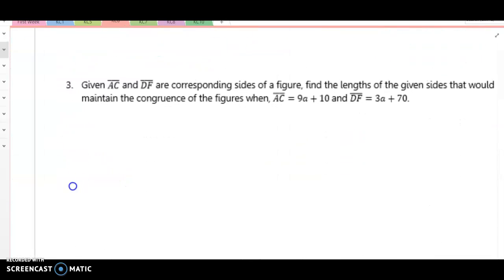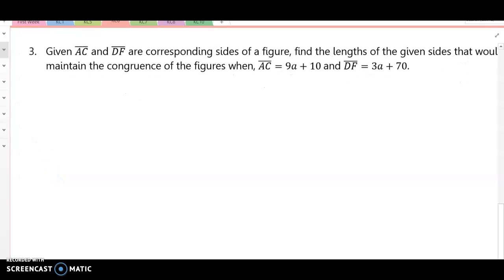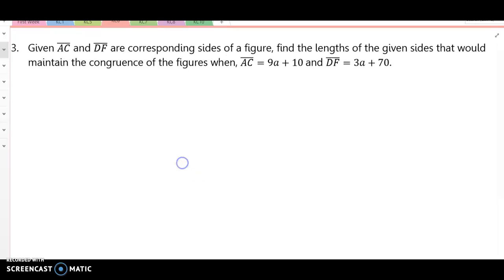Then our last one for this one, it says, given that side AC and DF are corresponding sides of a figure, find the lengths of the given sides that would maintain congruence of the figures when AC is 9A plus 10 and DF is 3A plus 70.